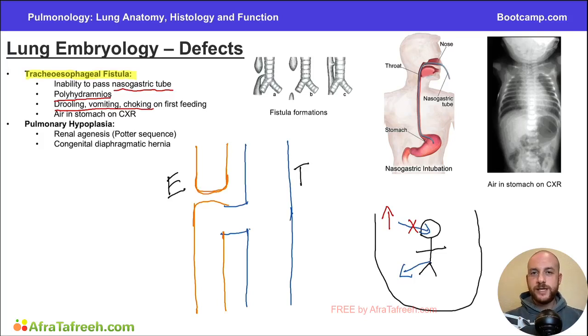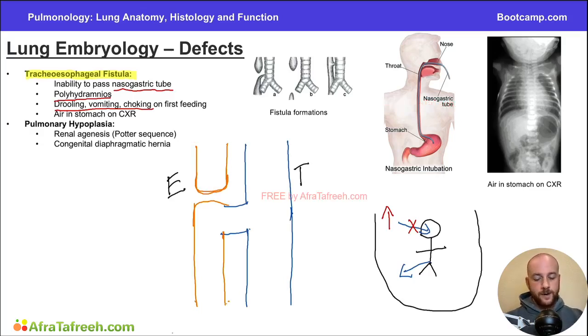Now, the next finding is that there's going to be drooling, vomiting, and choking on first feeding. And this one's pretty easy to understand because as the baby is born and then it starts to swallow saliva or food, it's going to go down into the esophagus and it's not going to be able to pass that blind pouch, and it's going to start to build up and then overflow out of the mouth, and that's going to present as drooling and vomiting and choking.